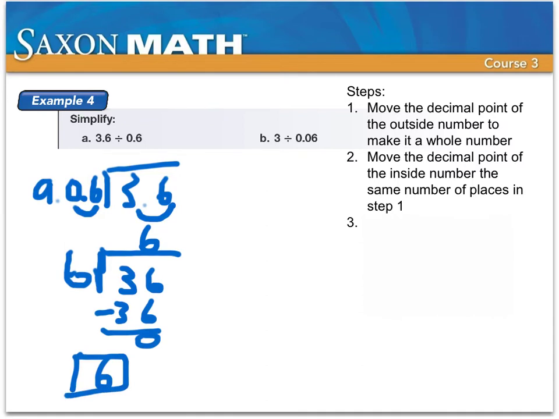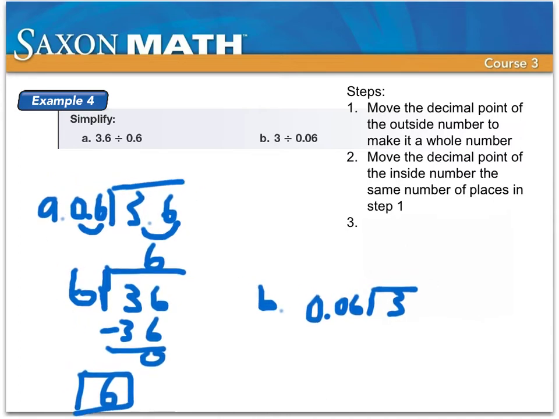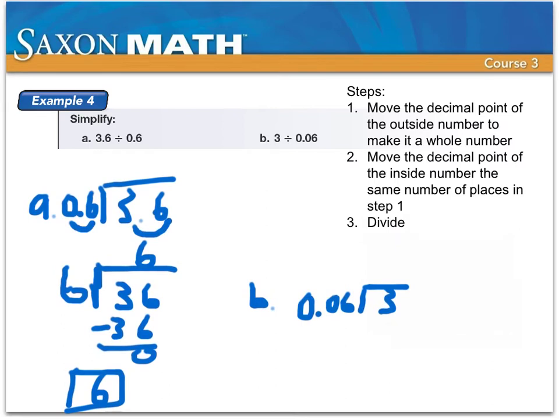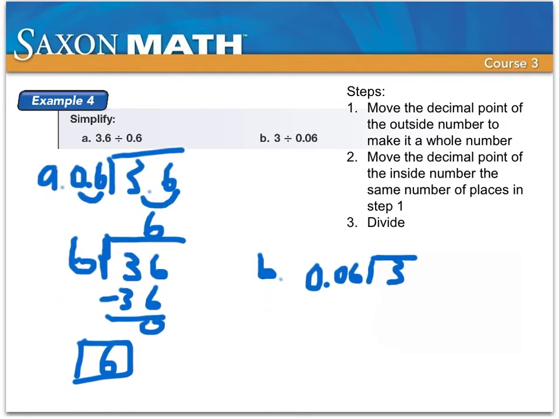Okay, let's try part B. I'm going to start this one down here a little ways just because I have room. So it's 3 divided by 0.06. Oh, sorry, and then I forgot my last step. Step 3 here was to divide. Okay, we already did that. So, step 3 is divide. So I'm doing 3 divided by 0.06.